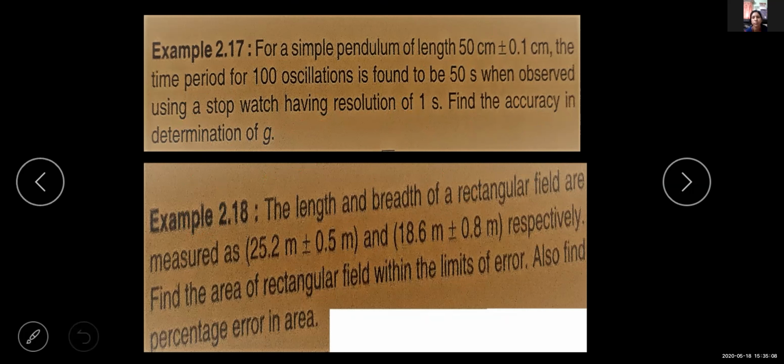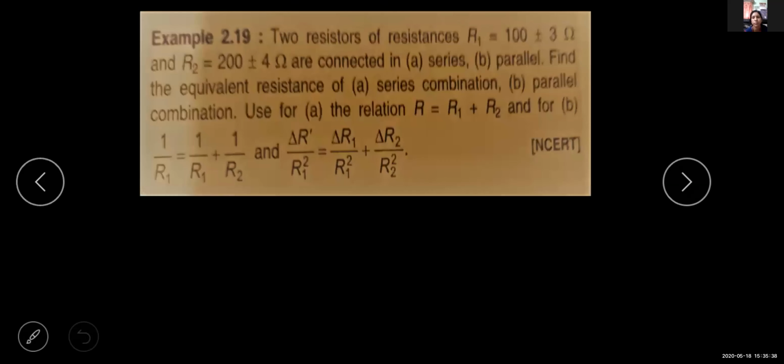Now next question: the length and breadth of a rectangular field are measured to be 25.2 meter plus minus 0.5 meter and 80.6 meter plus minus 0.8 meter respectively. Find the area of the rectangular field within the limit of error. Also find the percentage error. So we know that area is given by length multiplied by breadth, and using the combination law of multiplication, you will get the answer.